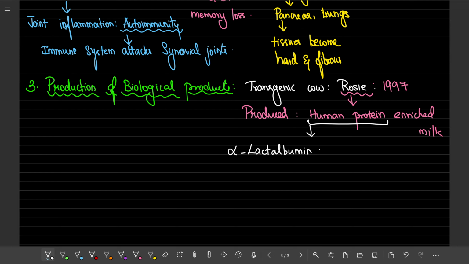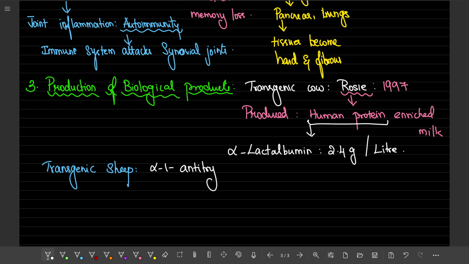And what is that protein called? That is alpha lactalbumin. How much was produced also you should know. So alpha lactalbumin, which was 2.4 grams per liter. Okay, so that was Rosie. And there was one more transgenic sheep. And this transgenic sheep produced alpha 1 antitrypsin.